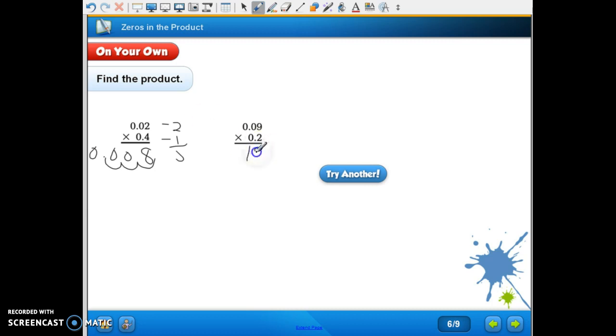2 times 9 is 18. Again, we have hundredths times tenths. So we need to make our last digit of our number be in the thousandths place.